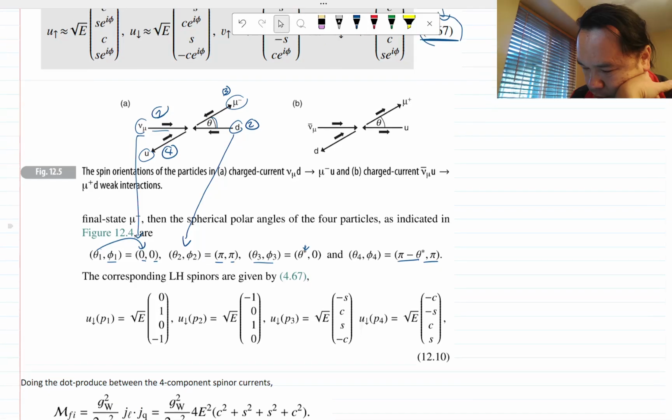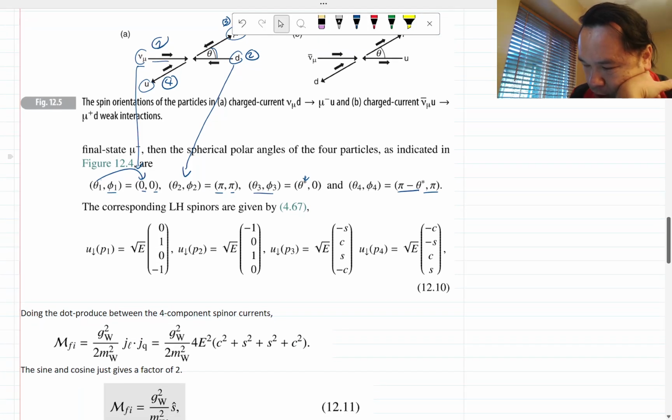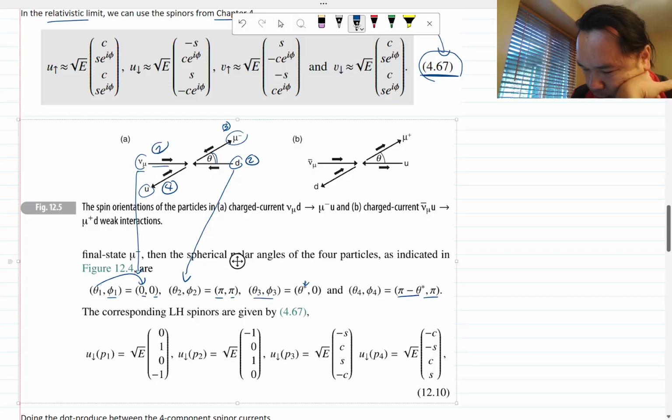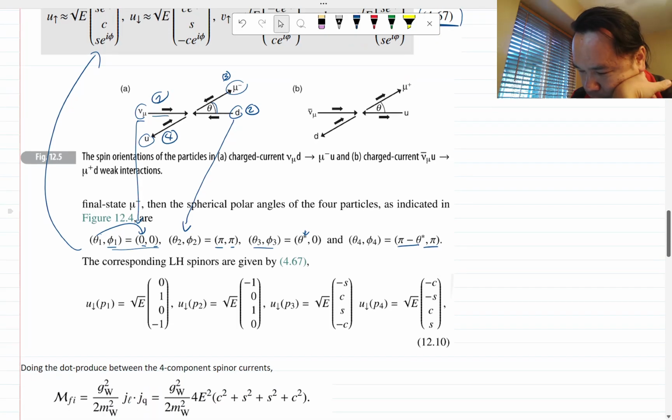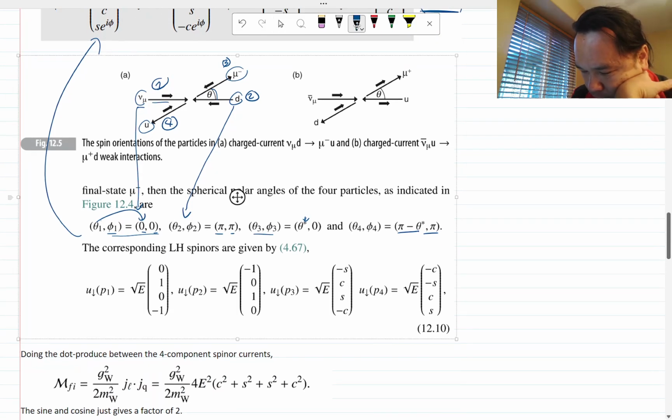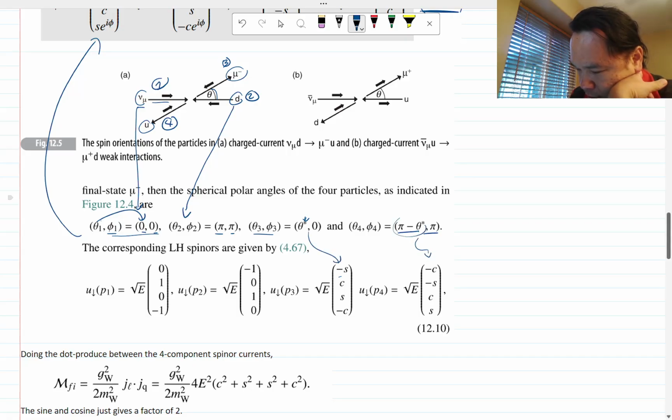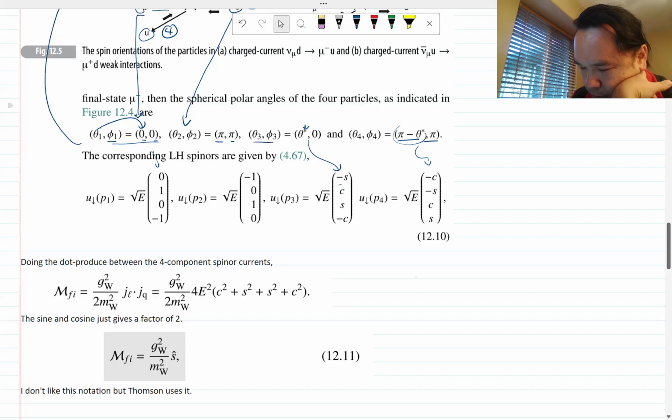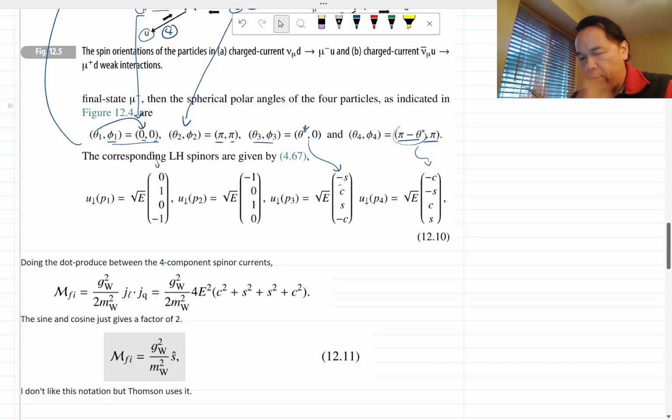Okay, so if we plug these angles into our little spinor equation, what we end up with is we get 0, 1, 0, -1, and then -1, 0, 1, and then you can go through the rest in order to get the sines and the cosines, right? Because this is going to have this sines and cosine dependence where these don't, because you have 0 and pi plugged into it. Okay, and now you do the little dot product.